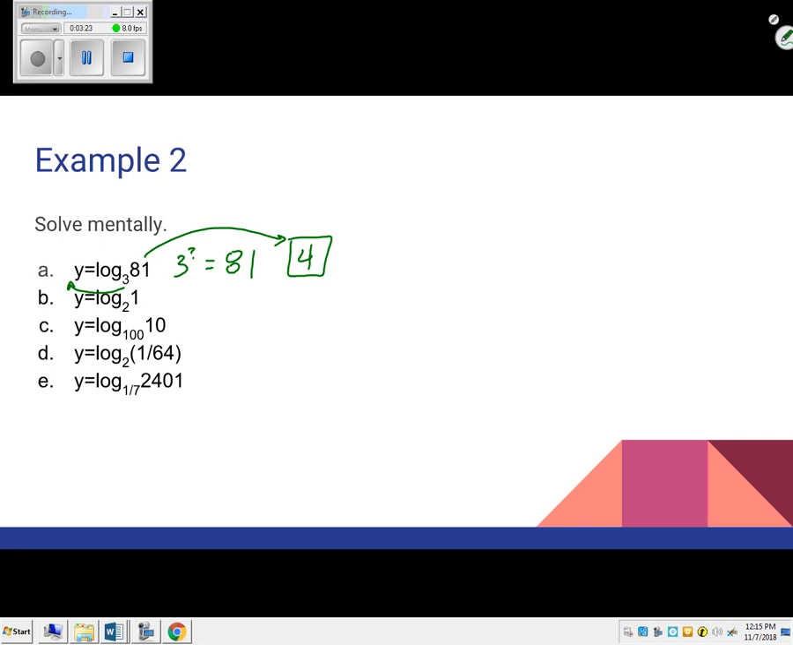And so I can go through and do a lot of these in my head. 2 raised to what power gives me 1? Only the 0 power gives me 1, so the answer to this would be 0.